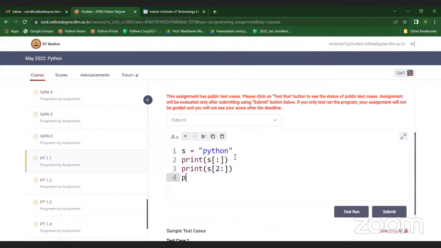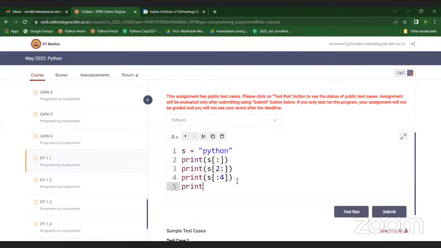And then there is this other way, where you do not mention the starting one but you mention the end. So basically it will print the 0th index, first index, second index, until 3. It prints until 3, right? Yeah, exactly.